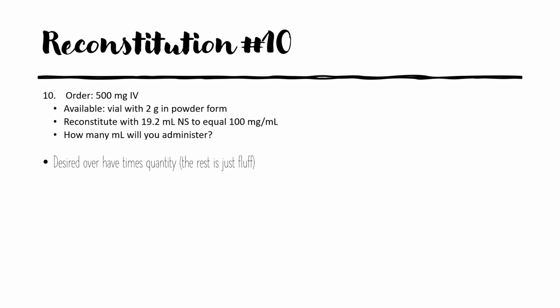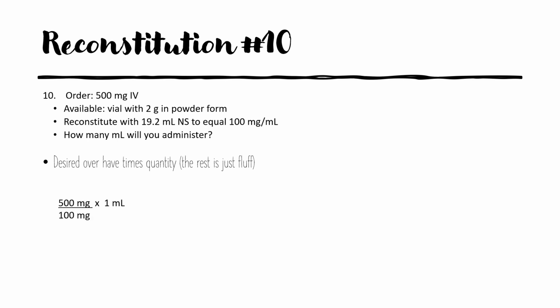So this looks like you have a lot of work to do, right? But just think about what the question is asking you. I'm going to use desired over have times quantity. The rest of the information here is just fluff, and I see that a lot. And a lot of people want to make it more complicated than it is. Figure out what the question is asking you.